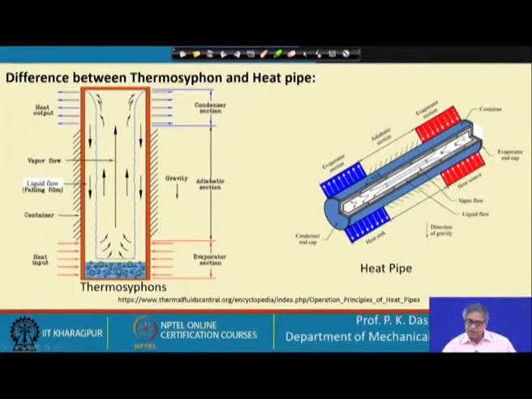Here there will be liquid and this liquid will evaporate. Here there is a vapor space and the vapor moves in the upward direction, here it will condense and come back. So, there is an evaporator section, a condenser section, and in between there is an adiabatic section where a very negligible amount of heat transfer takes place, and inside there is a capillary structure and the working fluid.